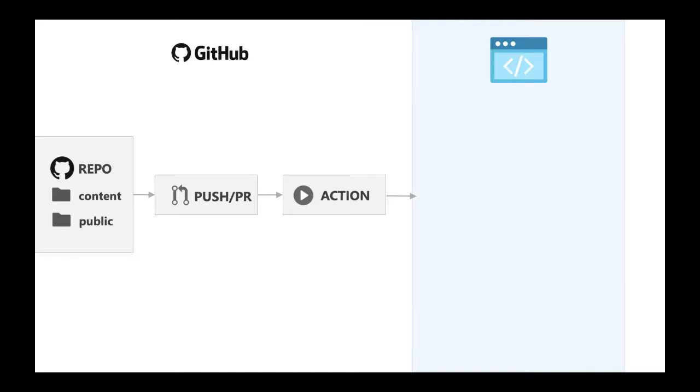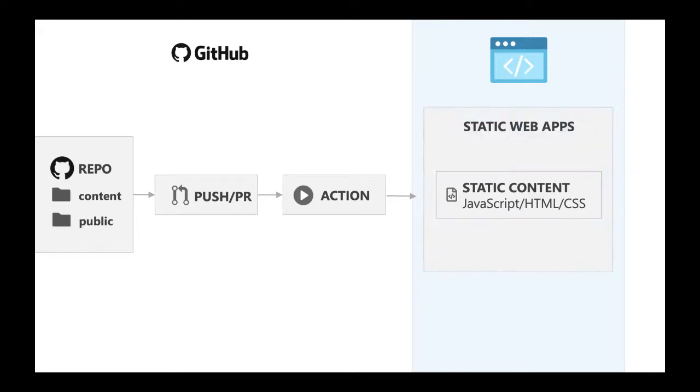And so what we'll start doing is building our static content, our JavaScript, our HTML, our CSS. And then what we're going to do is deploy it to static web apps. And so it takes the package that's built and eventually provides it to static web apps. And then your website is online and available to the world.